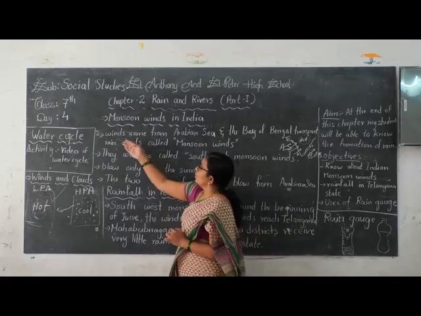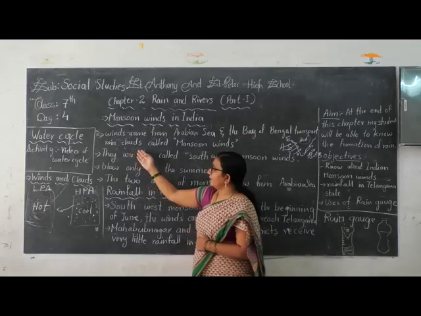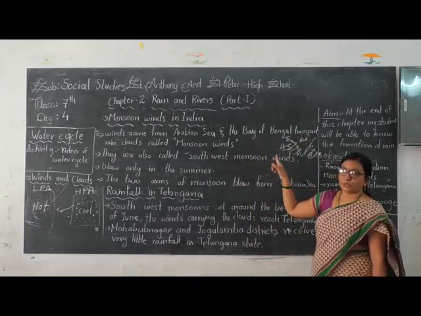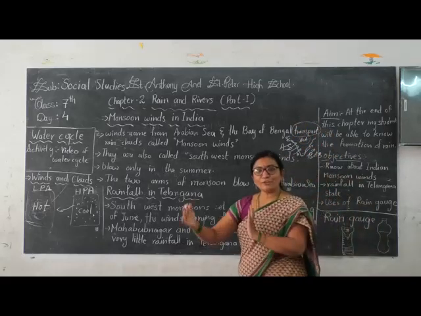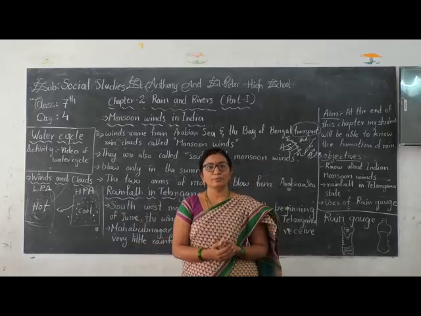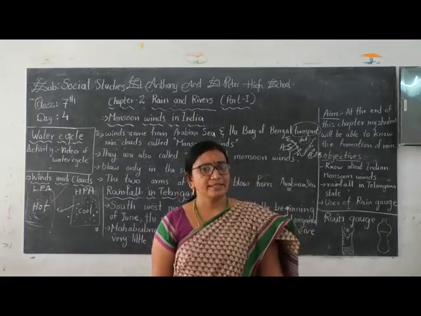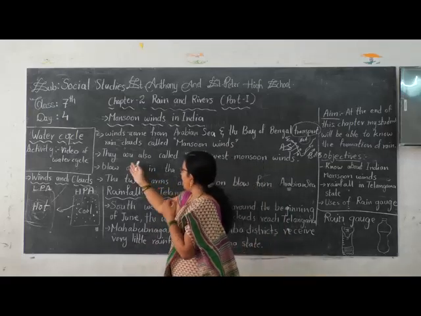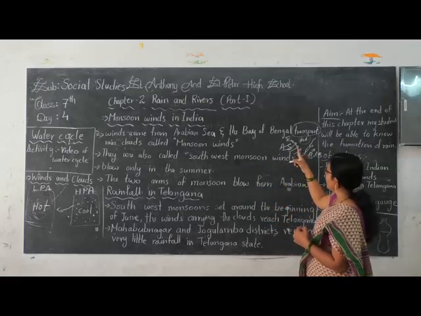How do they affect it? Winds come from the Arabian Sea and the Bay of Bengal, carrying rain clouds. They are called monsoon winds. So these winds are transporting the clouds. They are the means of transport through which the clouds are carried away for thousands of kilometers. And as I told you in the last class, it rains heavily on the seas compared to the land. Now they are also called southwest monsoon winds. Why are these called southwest monsoon?